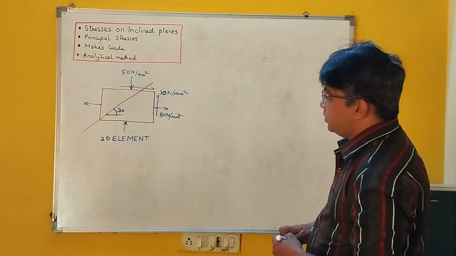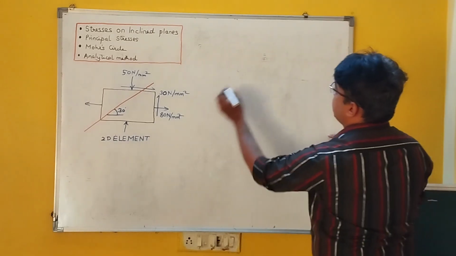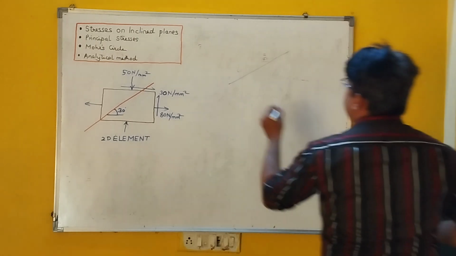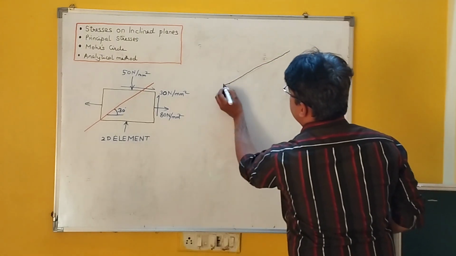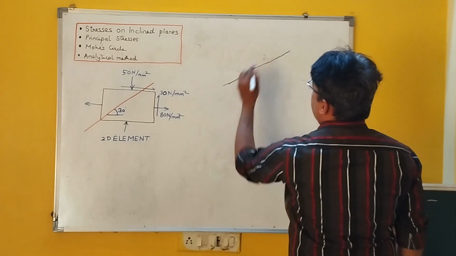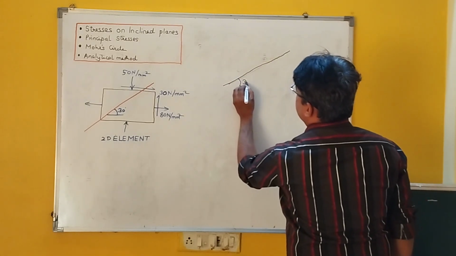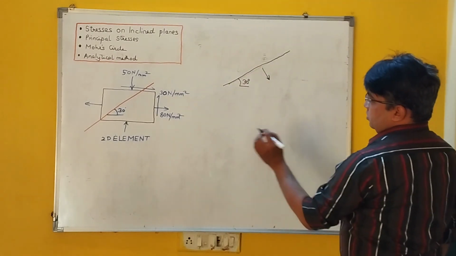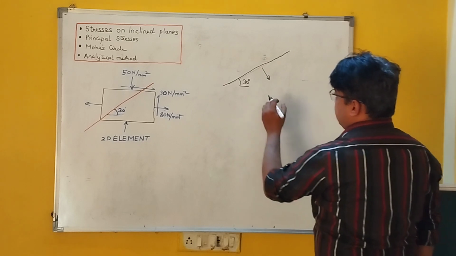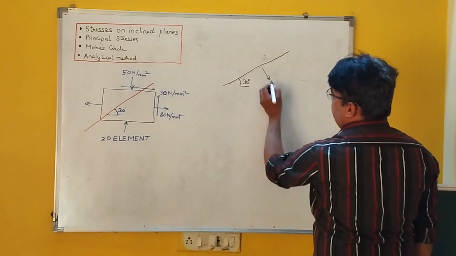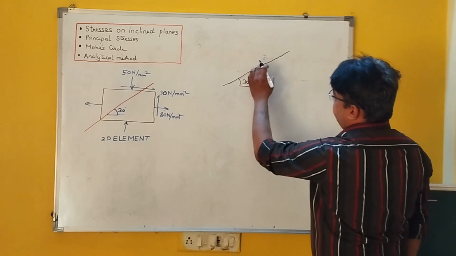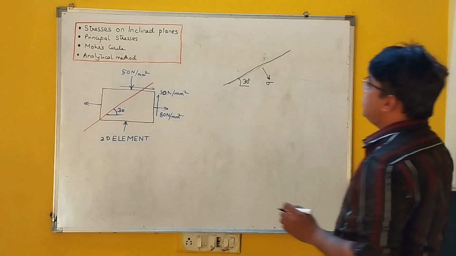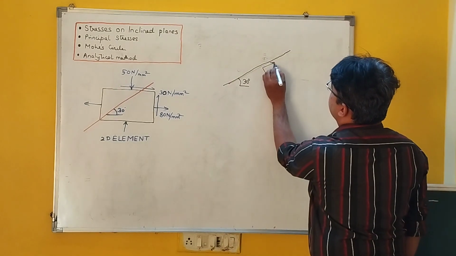So what will be that stress? I am drawing the same diagram over here. This is the inclined plane at an angle of 30 degrees. This will be the normal stress denoted by sigma. Then coming to this, this will be the shear stress tau.